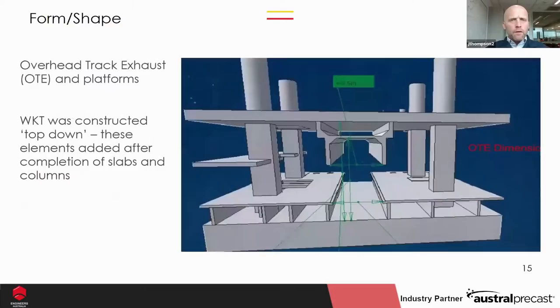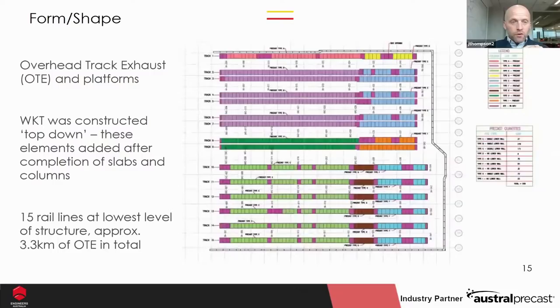Form and shape. So I'd like to talk about form and shape and give you some context. I'm going to use these overhead track exhaust units as the basis of the comparison. So remember, we constructed WKT top-down. B1, B2, B3, B4. You're looking at the B3 slab there and the B4 slab below it. So we had to figure out a way of doing an awful lot of these OTEs. And when I say an awful lot, I mean an awful lot.